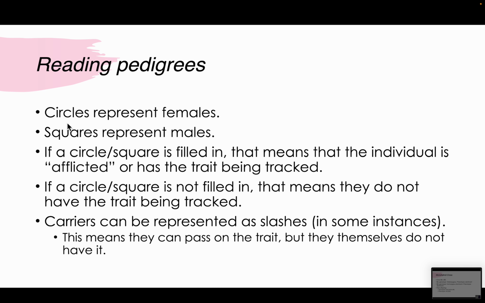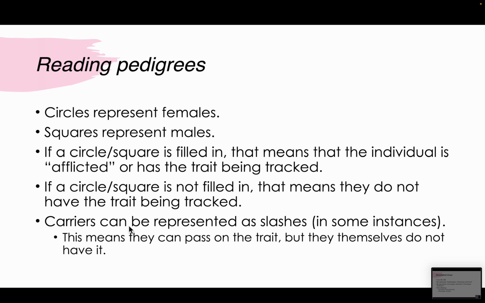So circles represent biological females, squares represent biological males. If something is filled in, that means the individual is quote-unquote afflicted, or it means it has the trait being tracked. It's not always about diseases. That's just the easiest example. I could be tracking the gene for bad breath. I don't know. It's not a disease, but I could track that down through a family. If a circle or square is not filled in, that means they do not have the trait being tracked. So that means they're unaffected.